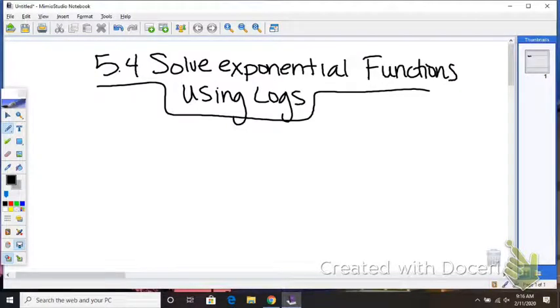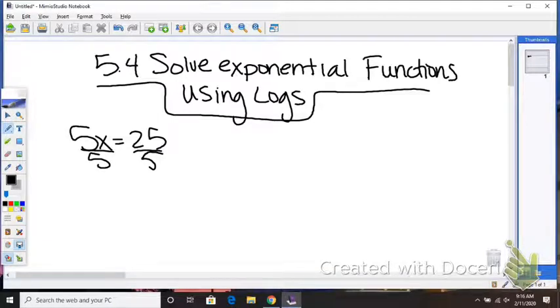So we're going to solve exponential functions, or I should say equations, using log functions. So when you have a problem like, don't write this down, 5x equals 25, 5 is being multiplied to x, what do we do to undo that? Divide. Multiply and divide are inverses of each other.